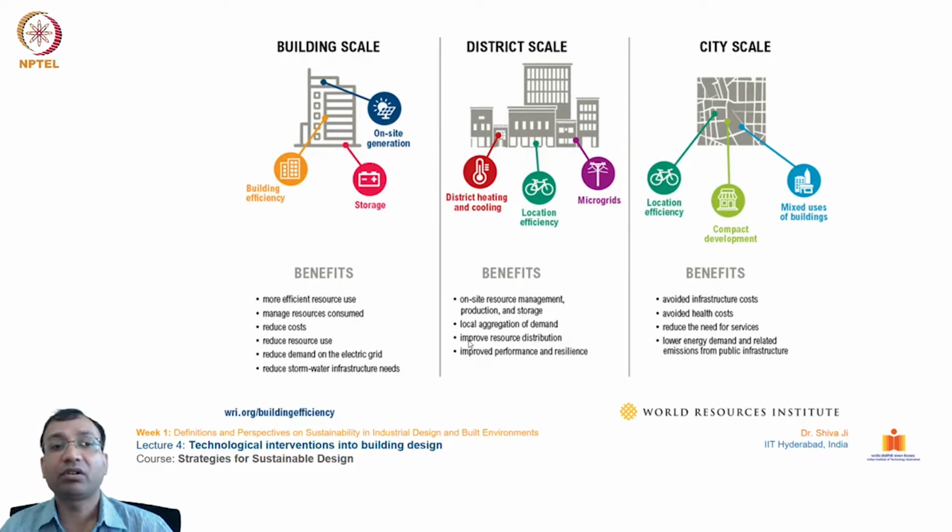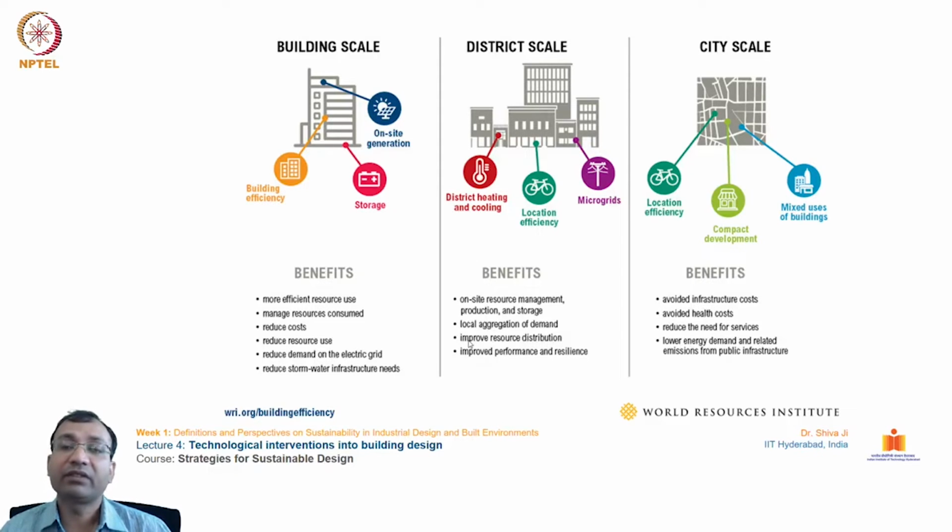As you can see over here, on-site resource management, production and storage, so that the dependence on centralized power plant units will reduce. So we can have a distributed economic model, which we will discuss in more detail in the lens chapter.